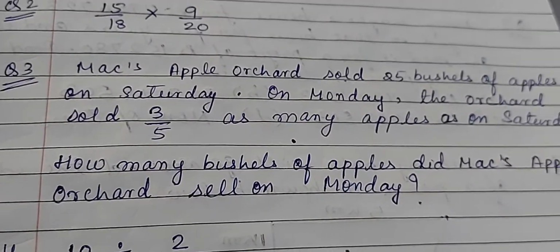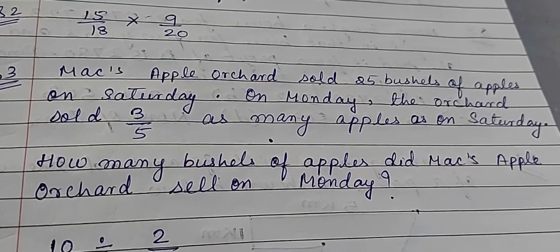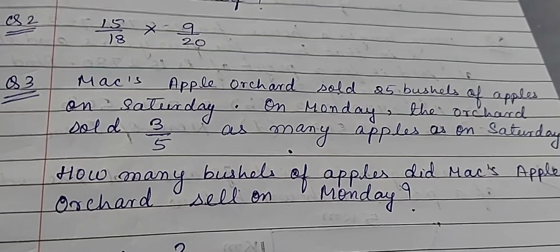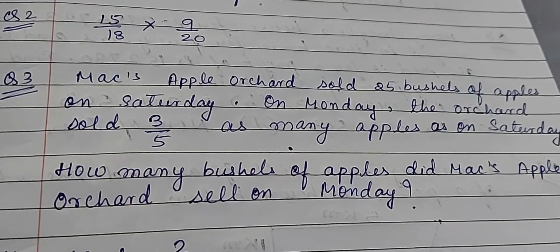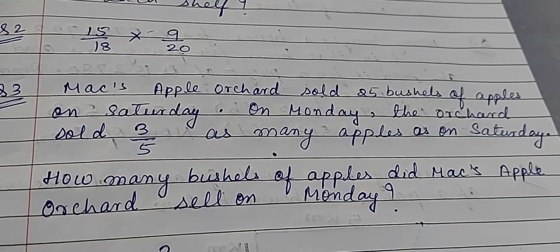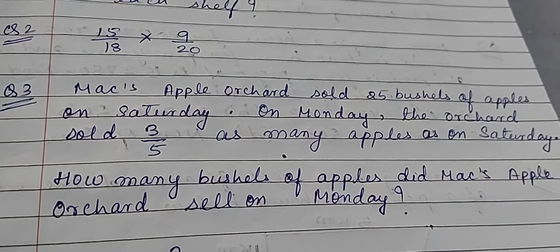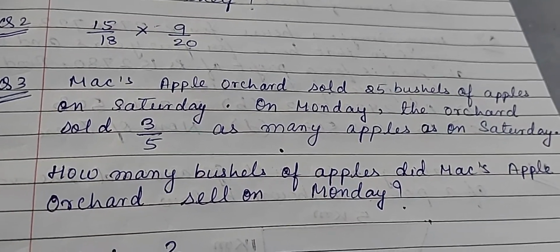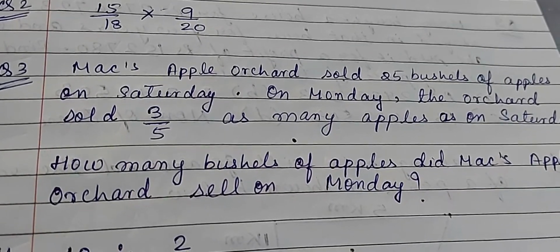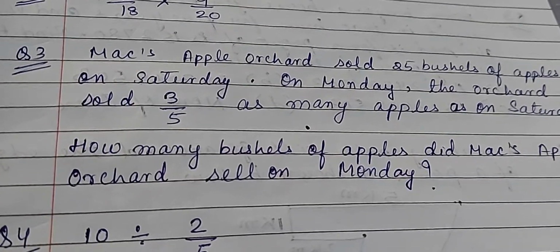Question number 3. Max Apple Orchard sold 25 bushels of apples on Saturday. On Monday, the orchard sold 3 by 5 as many apples as on Saturday. So we have the number of bushels of apples on Saturday as 25, and 3 by 5 of it is sold on Monday. So we have to take out 3 by 5 of 25 to find the number of bushels of apples sold on Monday.